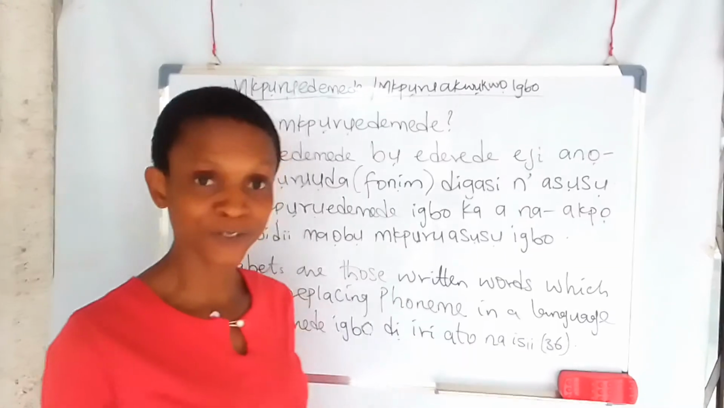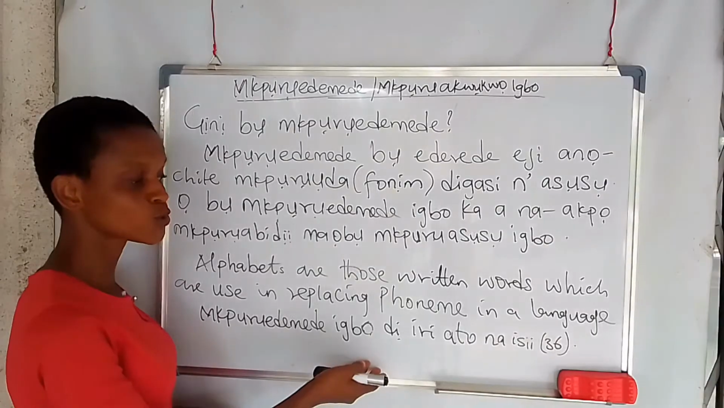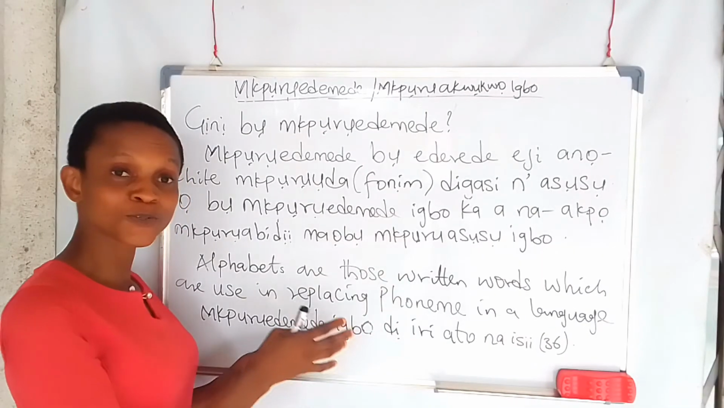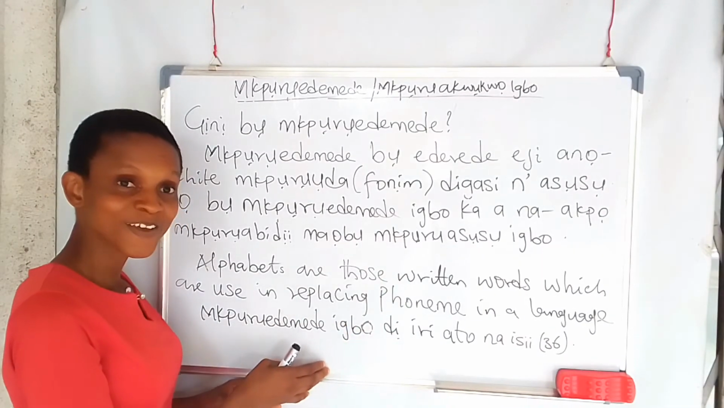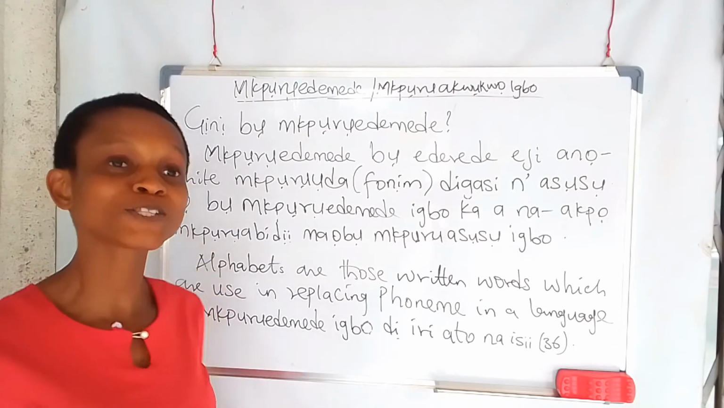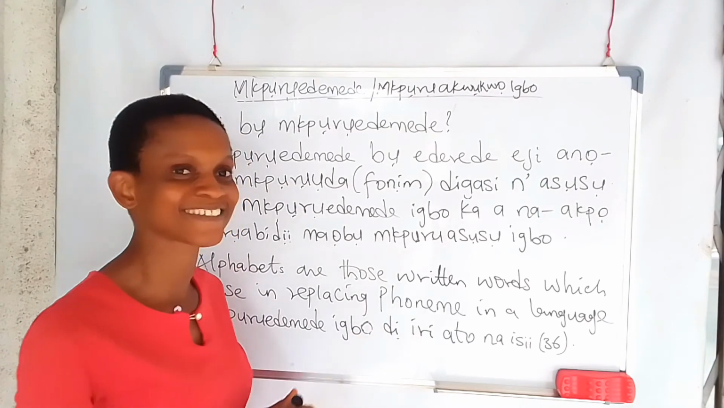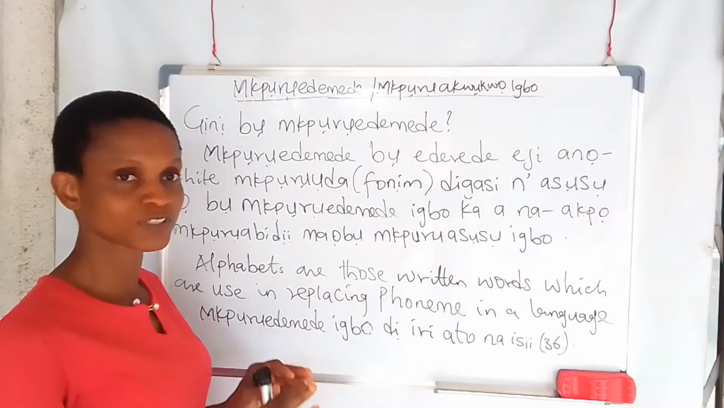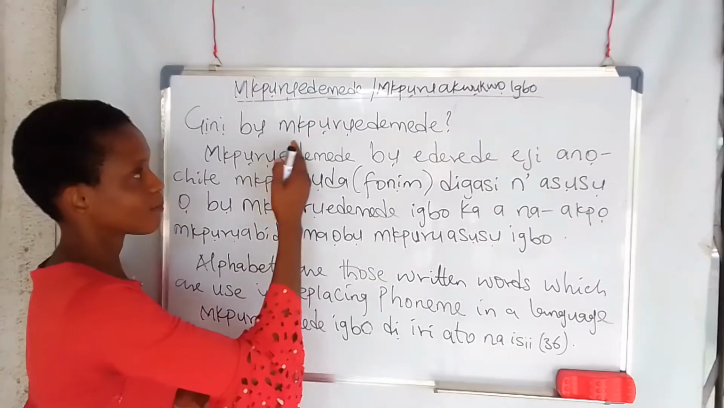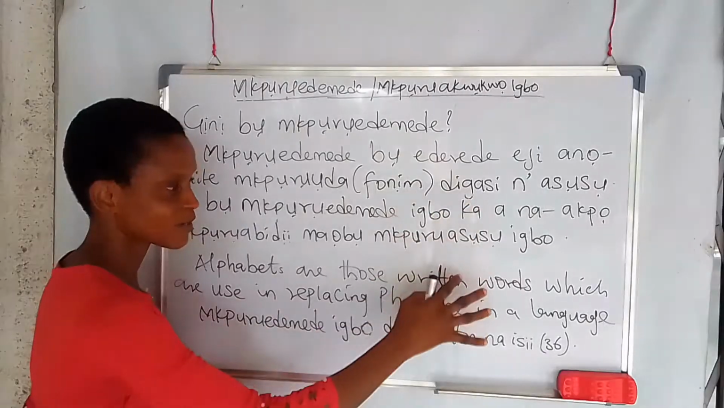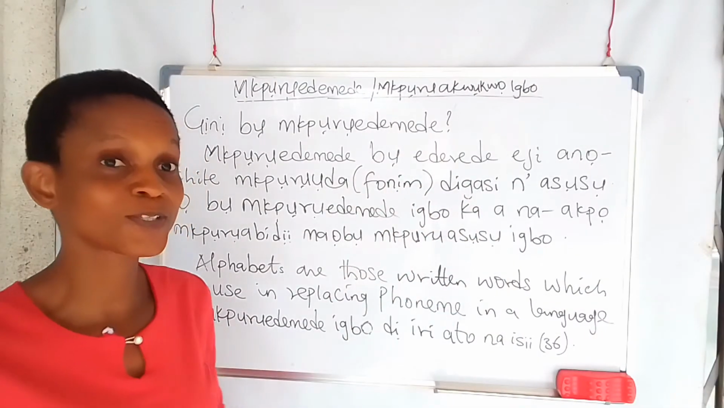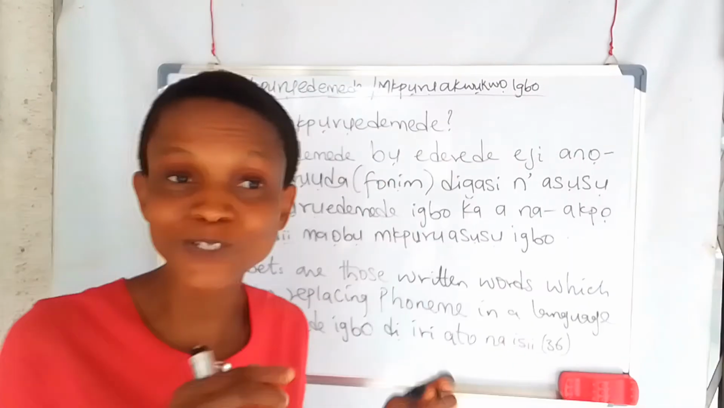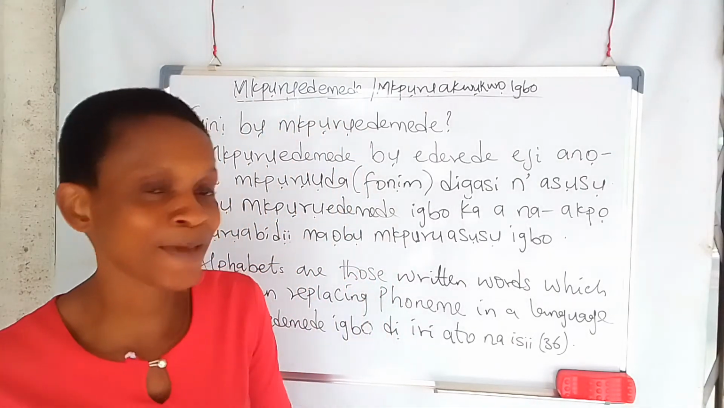So in my next video, we are going to write those letters. Those mkpụrụ edemede, we are going to write it out. We are going to read. We are going to recite it. We are going to pronounce it. And we are going to use it to make what? Sentences. So in my next video, we are going to treat mkpụrụ edemede. We are going to see it, write it, and learn it. We are going to learn how to pronounce it and learn how to use those letters in writing Igbo.